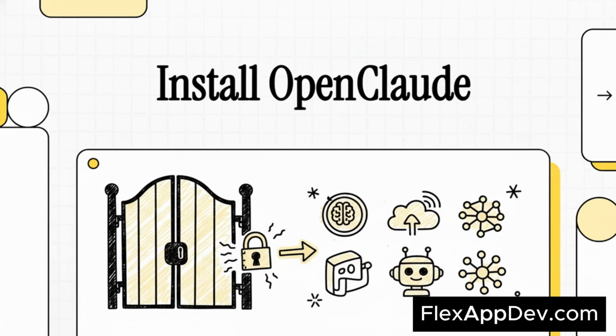Have you ever wanted to get your hands on one of those super powerful AI coding agents, but without being stuck using just one company's models? Well, today we're going to do exactly that. We're going to set up something called OpenClaude. It's an open source tool that basically takes all the power of Anthropic's Claude Code and then lets you hook it up to pretty much any AI model you can think of.